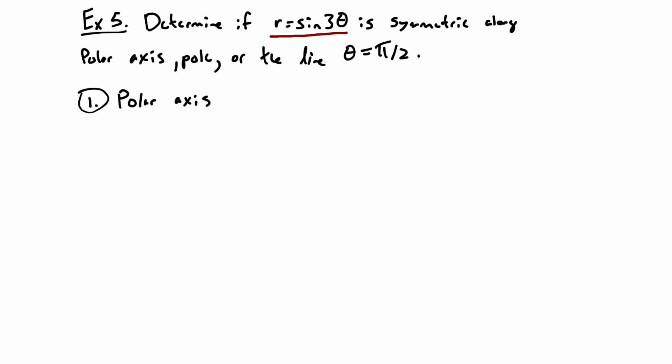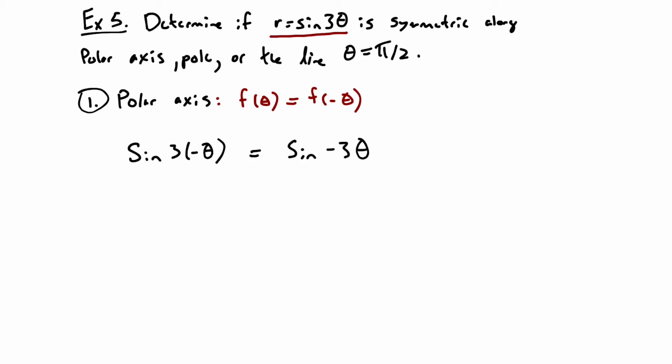And recall the condition for this to be true. We need f of theta to be equal to f of negative theta. Let's replace our sine of 3 theta with a sine of 3 times negative theta. Then this is equal to sine of negative 3 theta. Now recall that sine is an odd function, and so this means that sine of negative 3 theta is equal to a negative sine of 3 theta.